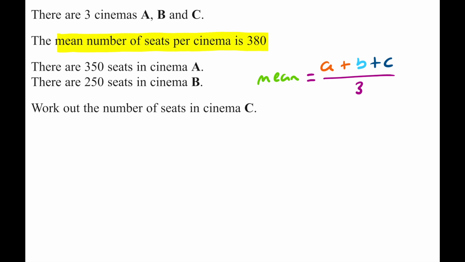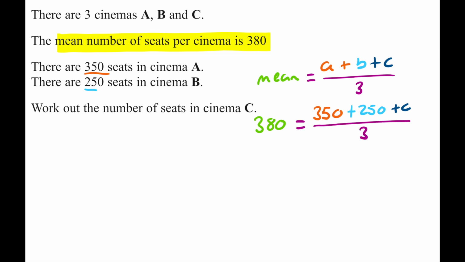We're told that the mean number of seats is 380. We're then told in the question that in cinema A there are 350 seats, in cinema B there are 250 seats, and cinema C we don't know, so I'm going to keep that as C for the time being, and then they're all divided by 3. This is now an equation that we can solve whereby C is an unknown. So I'm going to put the lines down the middle just to add a little bit of structure.